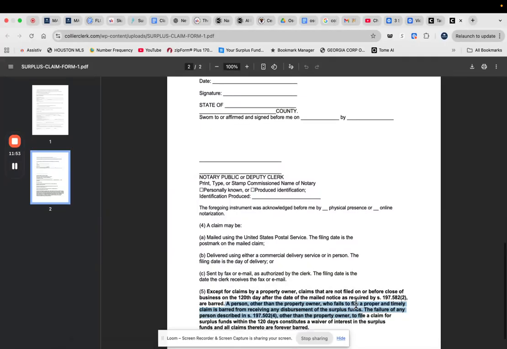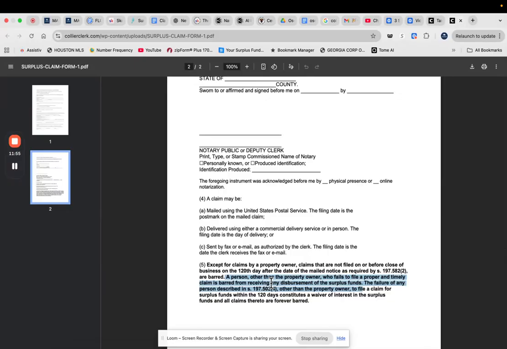And then number 3, it says it right here. It says a person other than the property owner who fails to file a proper and timely claim is barred from receiving it. So number 3 is you want to know when the claim expires. What that means is every county has a statute of limitations of when you can file these claims. So I always tell people, great, you found a list. Woohoo! Now find the claim form.